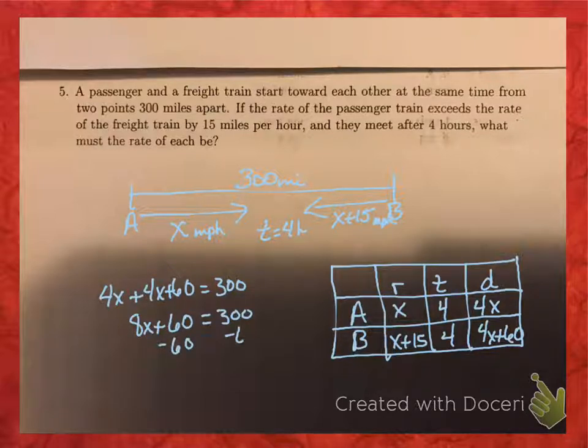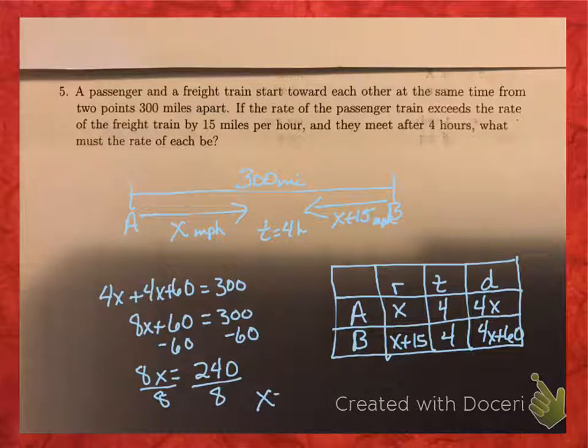Add like terms. That gets us 8X plus 60 equals 300. Subtract 60 from both sides. That gives us 8X is 240, divided by 8. X is equal to 30 miles per hour. So X is 30 miles per hour. X plus 15 is 45 miles per hour. And there's our rates, our speeds for both of the trains, the freight and the passenger.